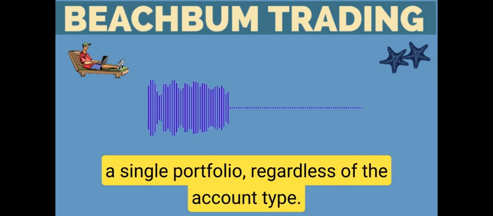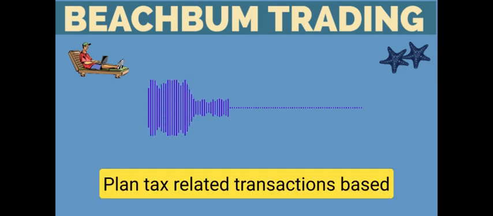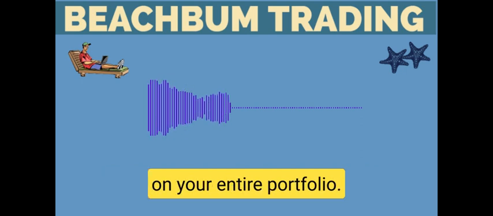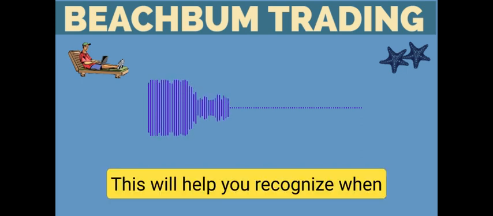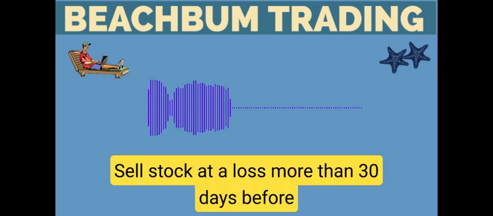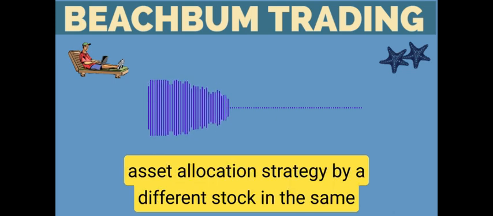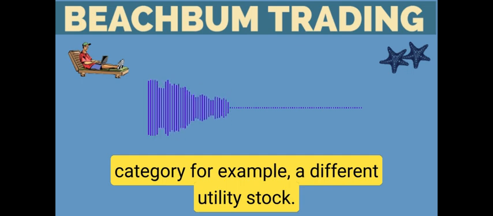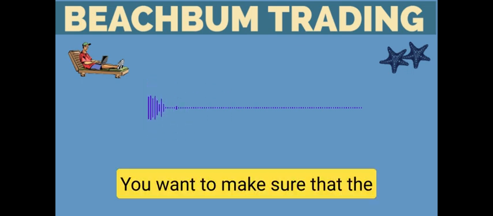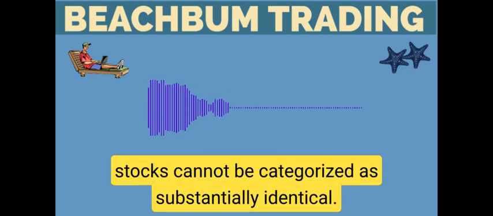View all investments as a single portfolio, regardless of the account type. Plan tax-related transactions based on your entire portfolio. This will help you recognize when a wash sale might occur. Sell stock at a loss more than 30 days before or after purchase to claim tax benefits. To maintain your asset allocation strategy, buy a different stock in the same category, for example, a different utility stock. You want to make sure that the stocks cannot be categorized as substantially identical.